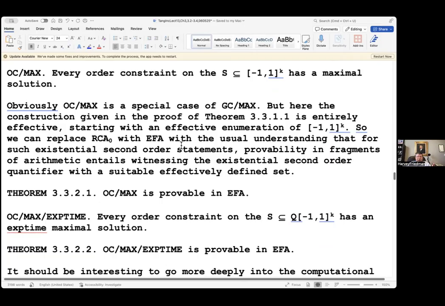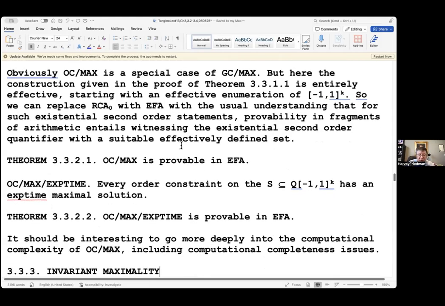we can replace RCA naught with EFA, exponential function arithmetic, with the usual understanding of such existential second order statements. If you have an existential second order statement and you want to claim it's provable in a system of first order arithmetic, it just means that you have a witness of the existential second order quantifier with a suitably effectively defined set that you can prove works. And OC of max is provable in EFA because you can do that in EFA.